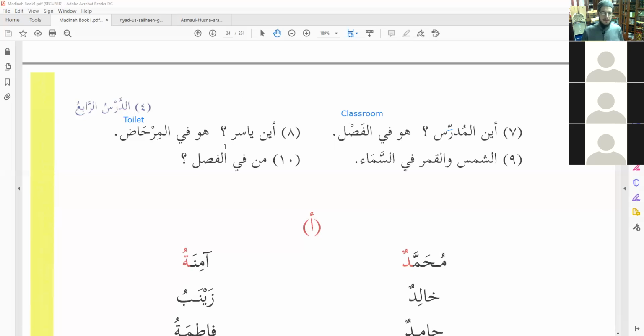So translate that for us. Where is Yasser? He is in the toilet. Very good. That's a literal translation. We probably wouldn't say in English that he's in the toilet because that brings up some funny imagery. But yes, he's gone to the toilet. He's gone to use the bathroom. Very good. Sheikh family, number 9.